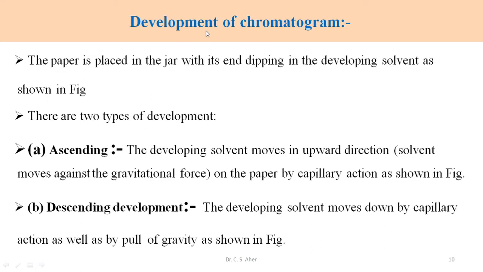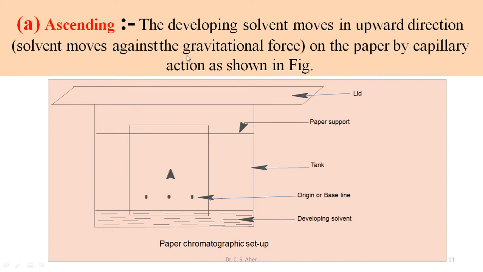The next point is development of the chromatogram. The paper is placed in a jar with its end dipping in a developing solvent, as shown in the figure. The end of the paper must be dipped in the solvent, the developing solvent or organic solvent. There are two types of development, as we just said: ascending development and descending development, which we just saw in the figure. This is the ascending development. The developing solvent moves in an upward direction, against the gravitational force, on the paper by capillary action, as shown in this figure.